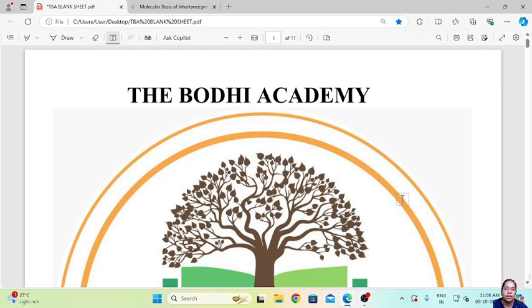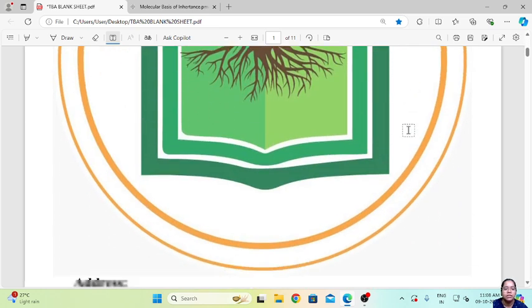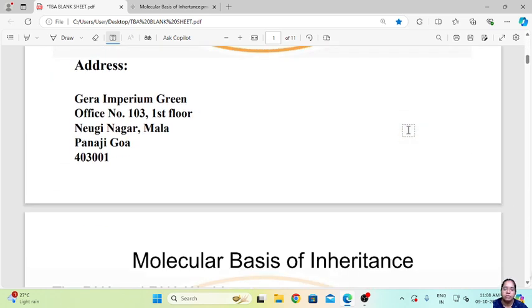My name is Shrutika and today let us learn a new chapter from Standard 12, that is molecular basis of inheritance. So in our previous chapter we have seen what is inheritance and how the genes play a very important role in the inheritance process.